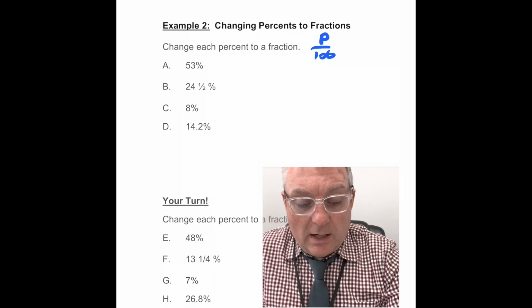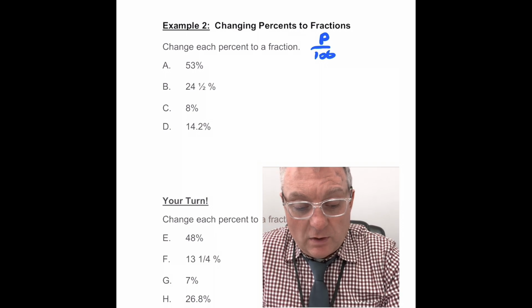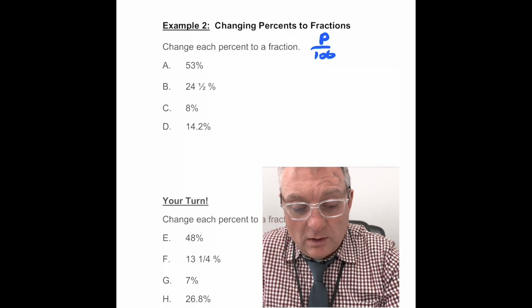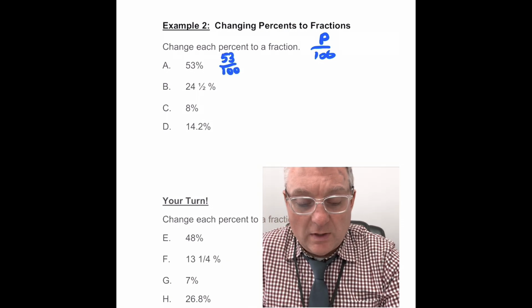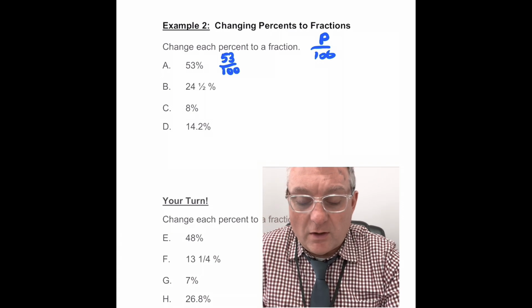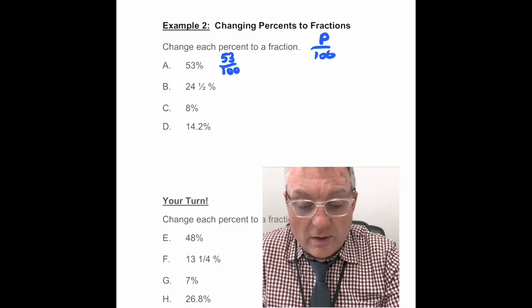So for part A, we have 53. So 53 over 100. Now, there's no simplifying to do there because 53 and 100 don't have a common factor. There's nothing that will divide into both of them. So that's as simple as that fraction can be.